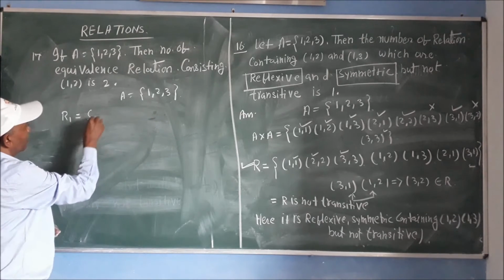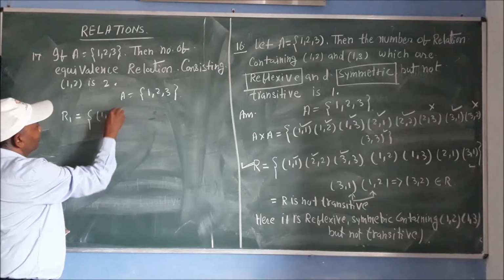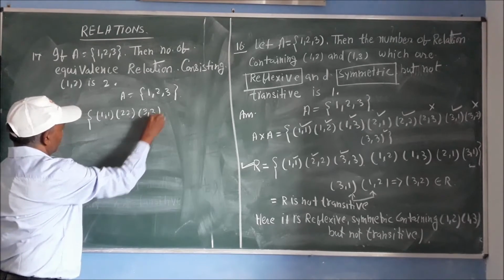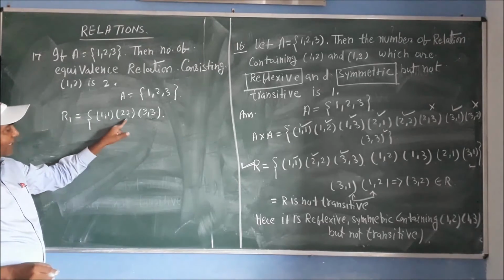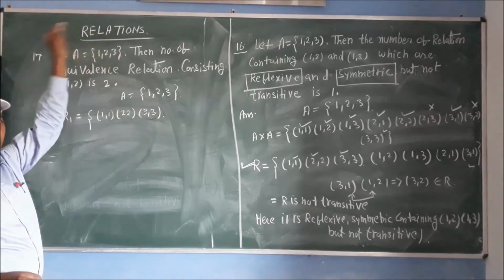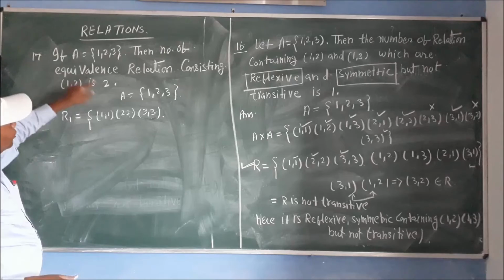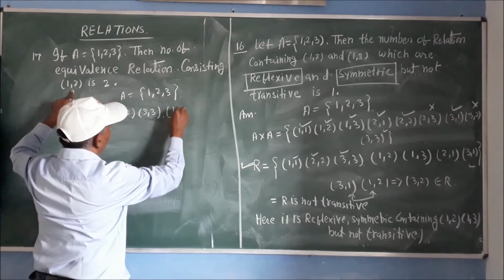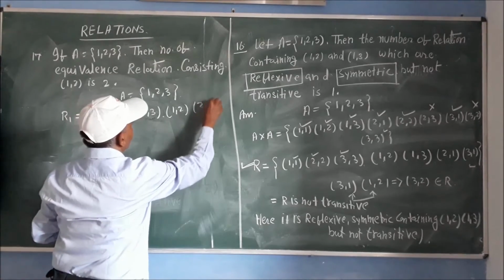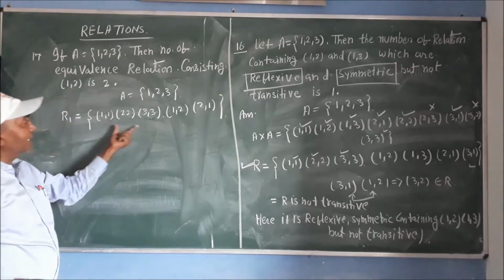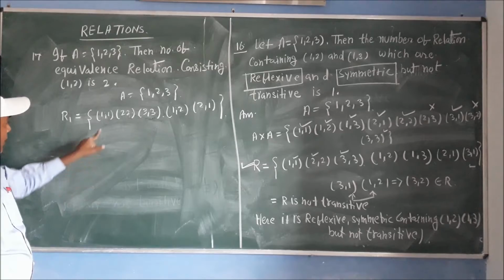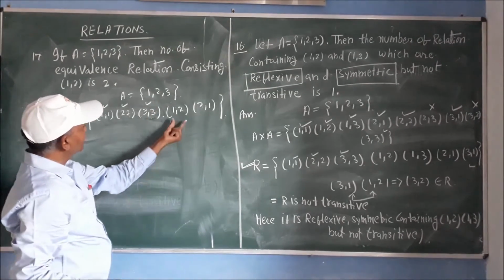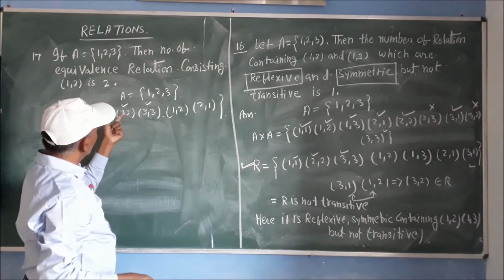So for the reflexive property we can say that (1, 1), (2, 2), (3, 3) must be there. This relation must be reflexive, so (1, 1), (2, 2) and (3, 3) will be there. And it also follows the symmetric property. So in the question (1, 2) is given here, so (2, 1) must be here. And watch, is this relation an equivalence relation or not? It is reflexive: (1, 1), (2, 2) and (3, 3) are here.